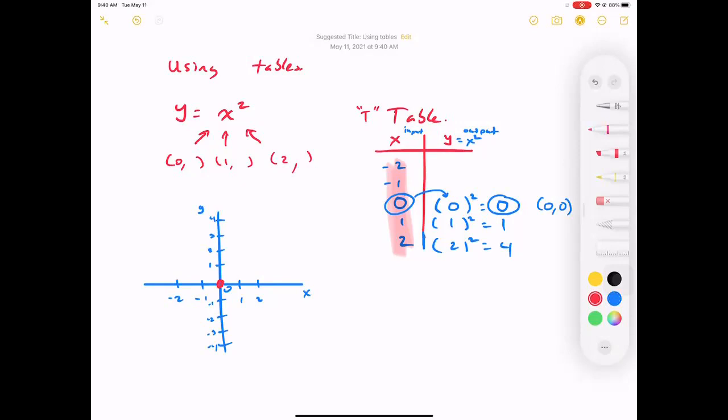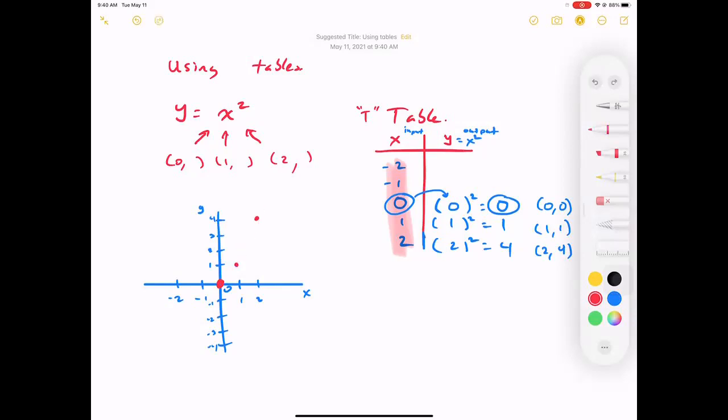Our next dot is if x is 1, our output is 1. So 1, 1. Our next dot: if x is 2, y is 4, right? 2 squared is 4. That's the output. Now, these points are points on the graph here, and we're going to draw a curve.